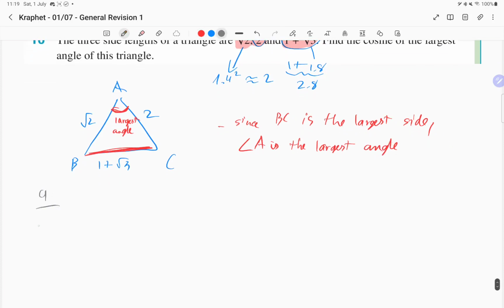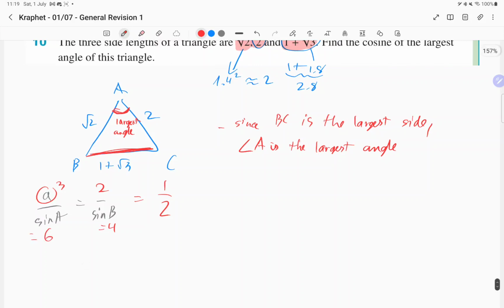Now, note that you have a over sine angle A equals b over sine angle B, right? So let's just say the ratio equals 1/2. If b is, let's say, 2, then sine B must be 4, in order to get 1/2. And if a is 3, then sine A must be 6, because 3 over 6 is 1/2. That's why if a is larger than b, then sine A will also be larger than sine B.